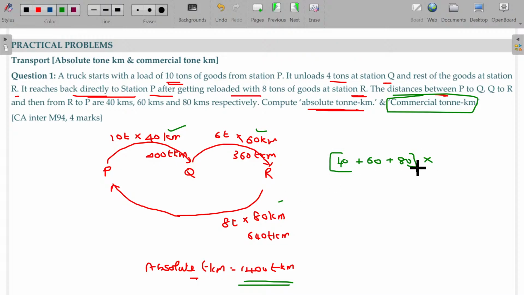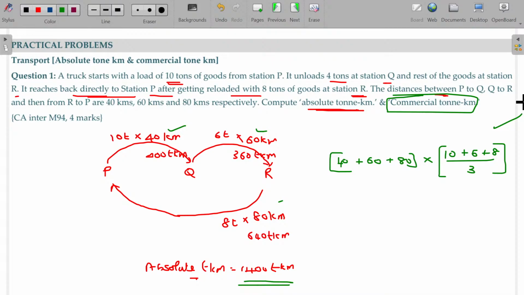What is the average load carried? Sometimes it may be 10, sometimes it may be 6, sometimes it may be 8. So divide this by 3. This is the average. Which is logically correct while fixing the tariff? This one or this one? Usually the second one.